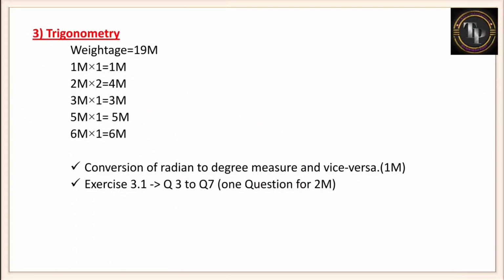Second, Exercise 3.1, you just remove the NCERT textbook, guys. Exercise 3.1, question number 3 to question number 7: 3, 4, 5, 6, 7. If you do these 4, definitely one question for 2 marks, 101%. You are going to get one question for 2 marks.